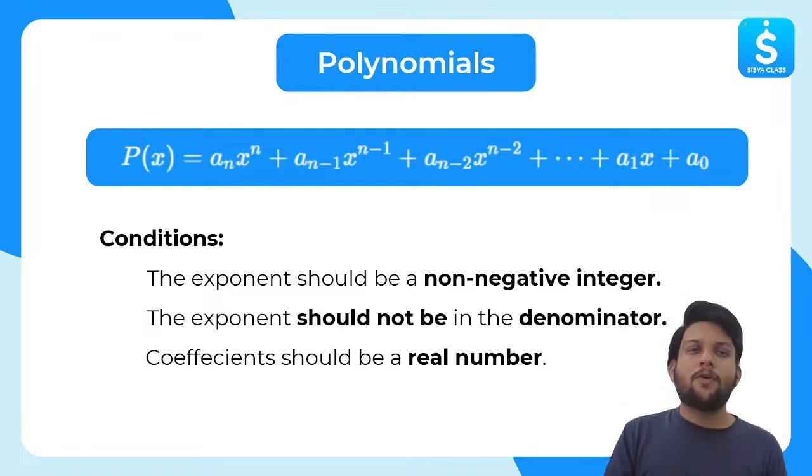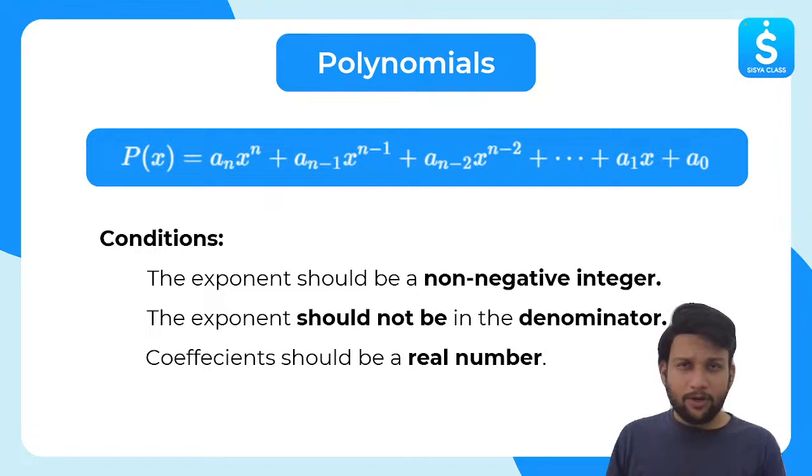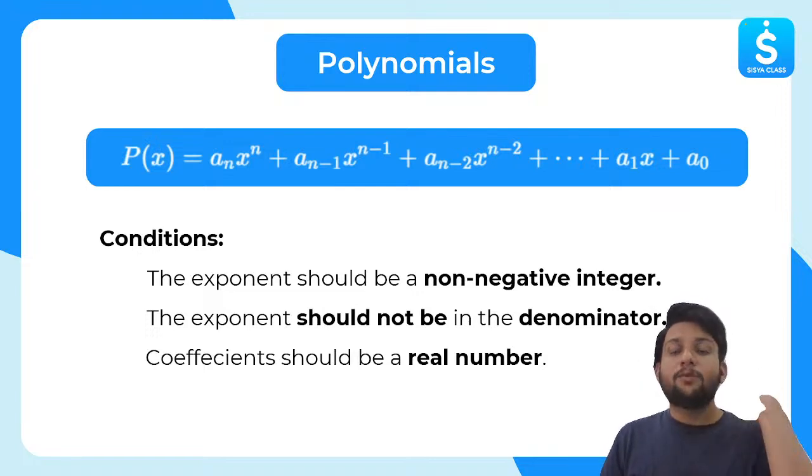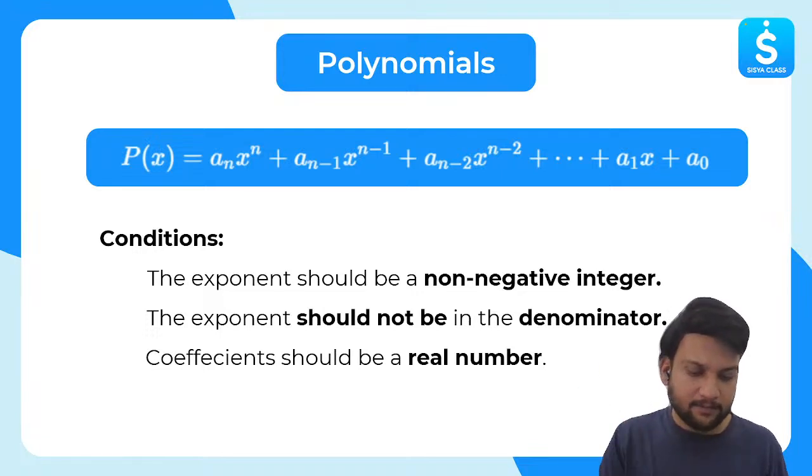What is the general form of polynomial? It is in front of you. Not important to know, but good to know the conditions. It is very important to know the conditions. The exponent should be a non-negative integer, done. The exponent should not be in the denominator, done. And the coefficient should be a real number. Three conditions, done. Write three in the chat box.